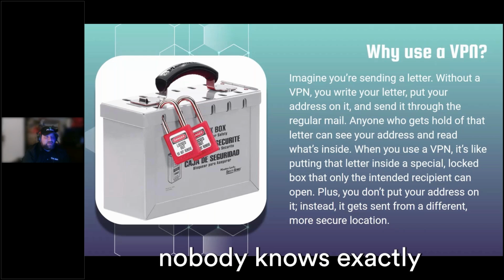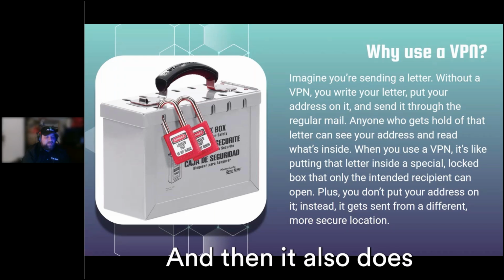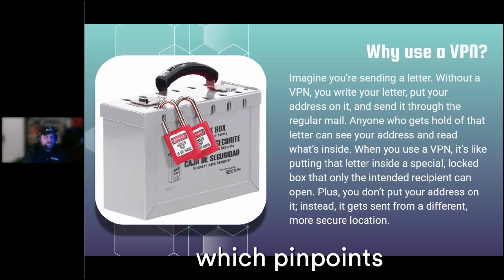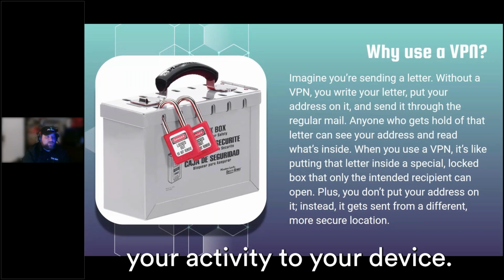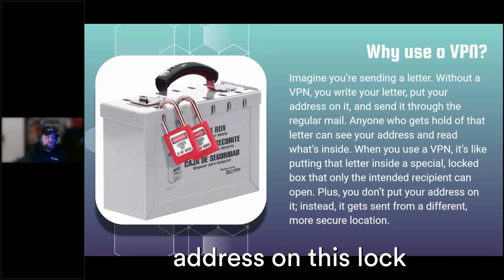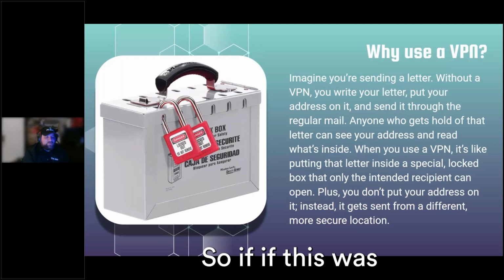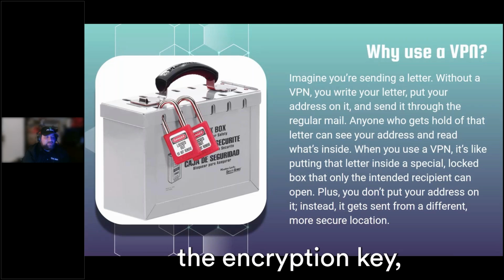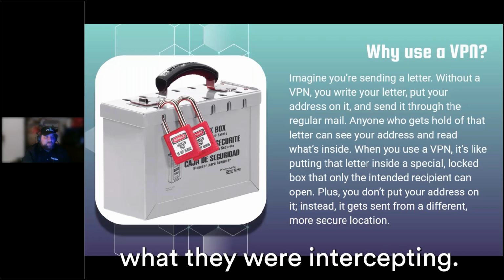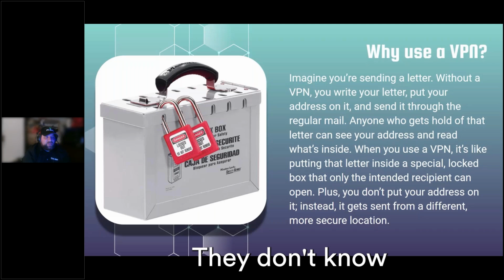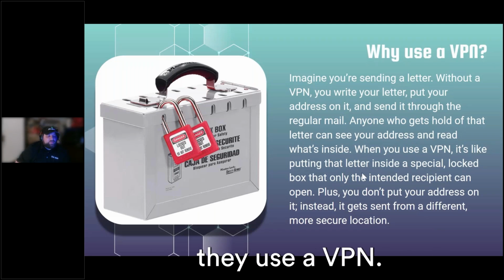Nobody knows exactly what your online activity is, and it also does not know where this online activity is coming from. There's no IP address which pinpoints your activity to your device. That's the same as not having a return address, so there's no return address on this lockbox either. If this was to get intercepted and the person intercepting it did not have the encryption key, they would have no idea what they were intercepting. It's just a box. They don't know what's inside of it. They don't know where the return address is or who sent it. So that's sort of why to use a VPN.